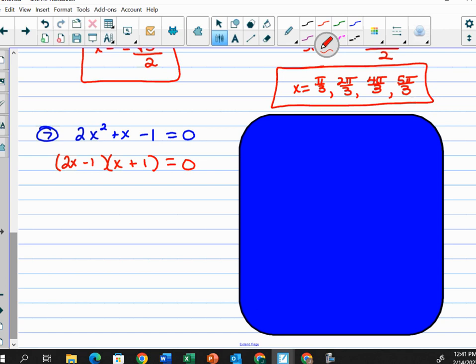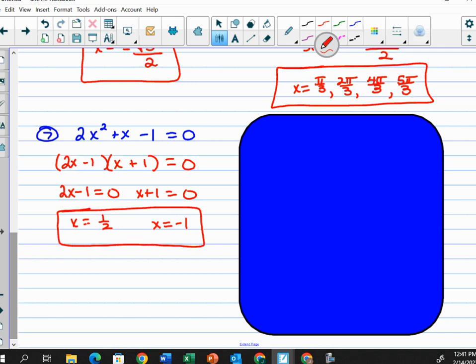Then we set our factors equal to 0. Did we get x equals 1/2 and x equals -1? Yes? Okay. There are lots of ways you can factor, but you should have those two factors somewhere. Are you good, James? Yeah.